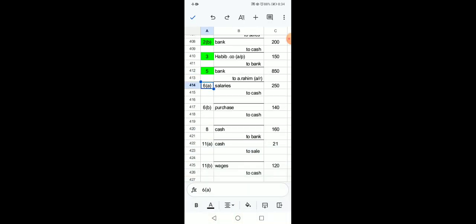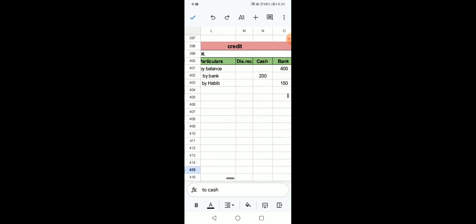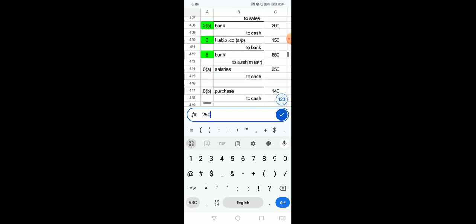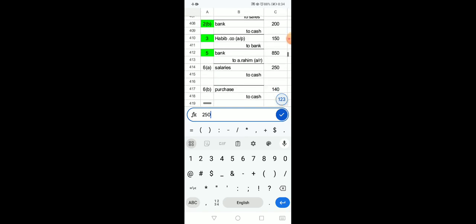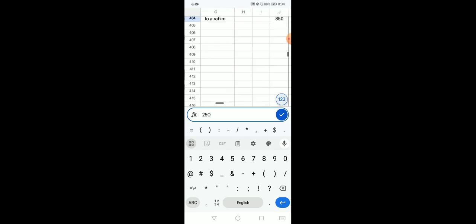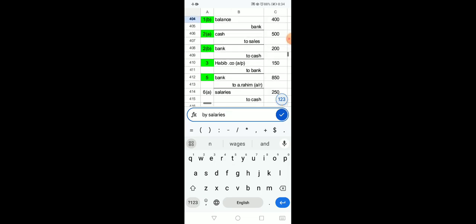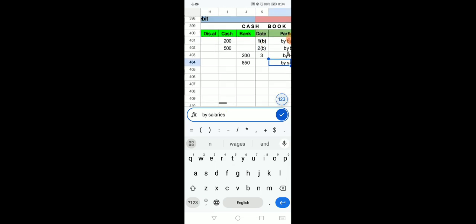Next entry is 6A, where there are two elements, but only one element is related to the cash book, which is cash, credited 250. So we'll go to the credit side of cash and we'll write 250 over here. Now see its reference, and that is salaries. So put salaries over here with the word by, and now see the date, which is 6A.